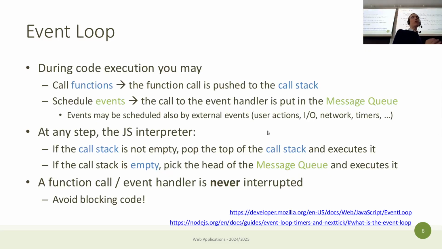So the event loop is the system that basically waits for the call stack to be empty to execute the first function that is in the queue of the callback queue. Okay.